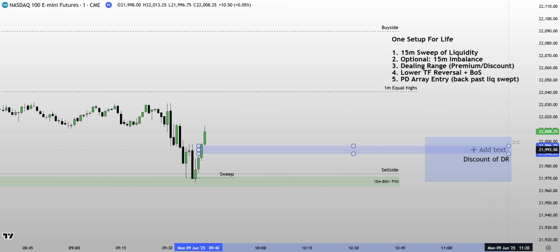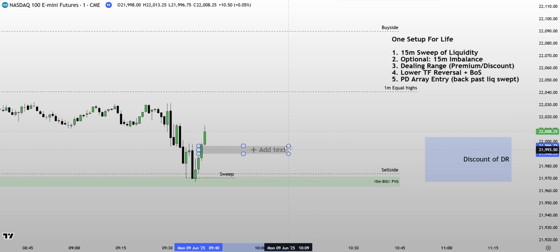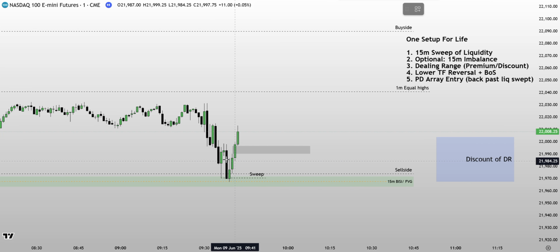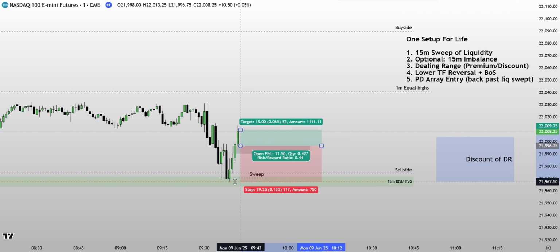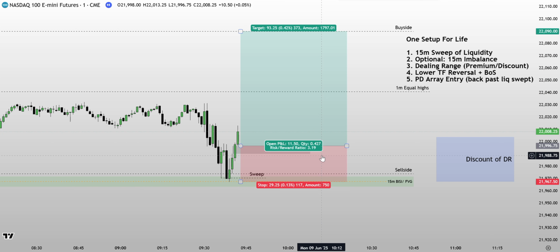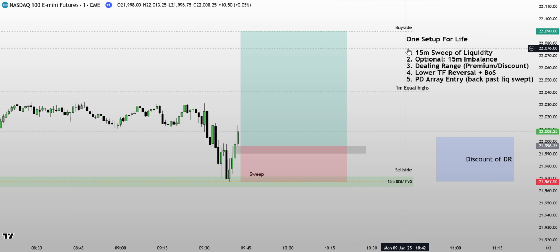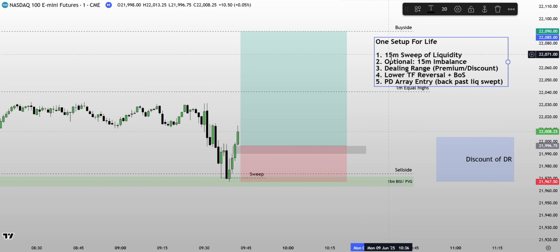Look at this gap and look where it lines up. We're in that discount of dealing range. And it's simultaneously aligned with this breaker right here in the discount of dealing range. And there's clear objectives on the lower time frame and higher time frame to the upside. And we get that 50-minute sweep of liquidity. And we get that 50-minute bullish imbalance respected. And so steps 1 to 5 now are met. And this is the one setup for life that I would take time and time again.